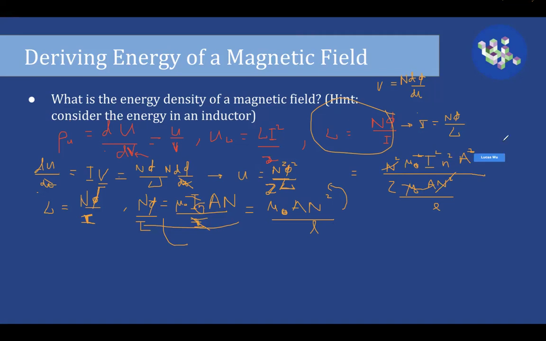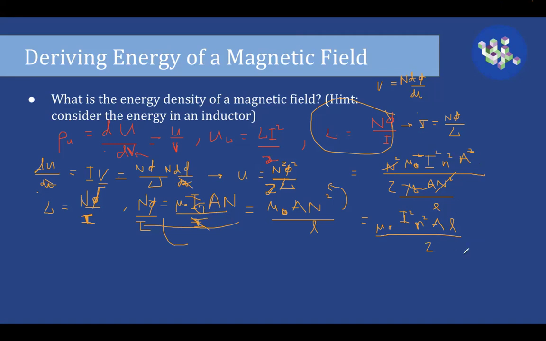So we'll be getting, if we clean it up a bit, mu zero times I squared, times small n squared, and times your A, and divide by, I think there should be an L over here. Right, yes, this is looking correct. And remember this is still equal to your energy.